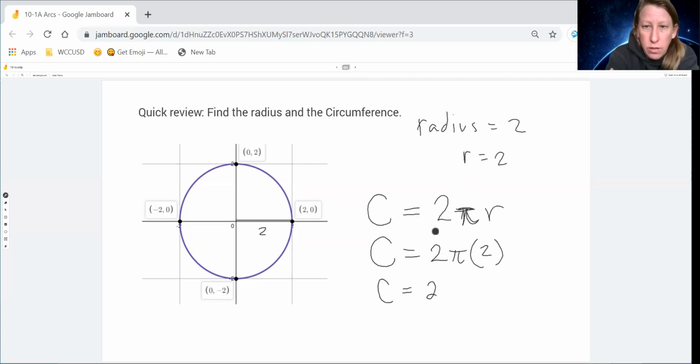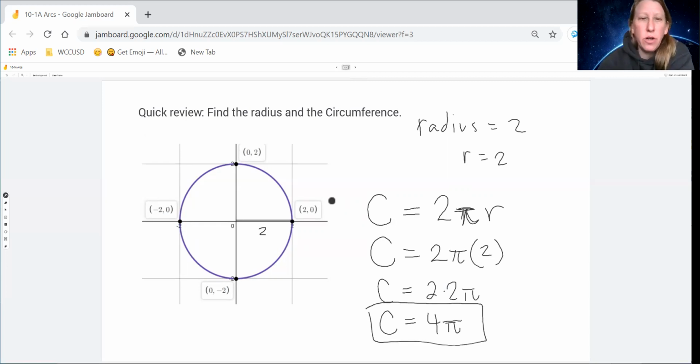So I don't always show this work, but I can rearrange the factors here because it's multiplication. I can change the order. That's called the commutative property. You can switch the order. So a really good answer for this is 4 pi. There's no units on this, so we would just leave it like that. The circumference of the circle is 4 pi. So about 12 and a little bit to get all the way around.